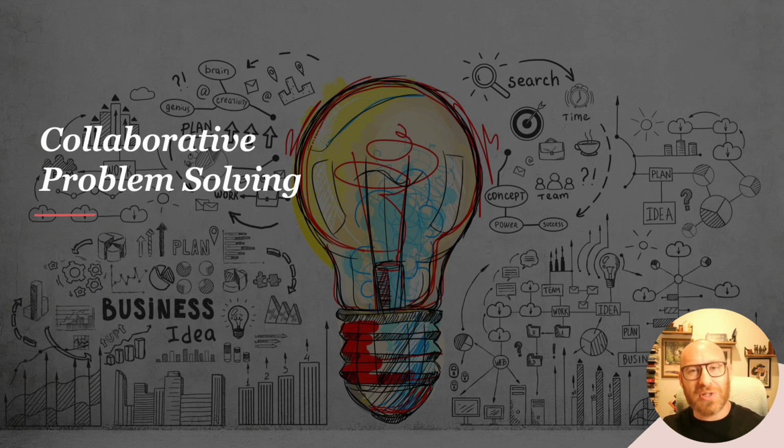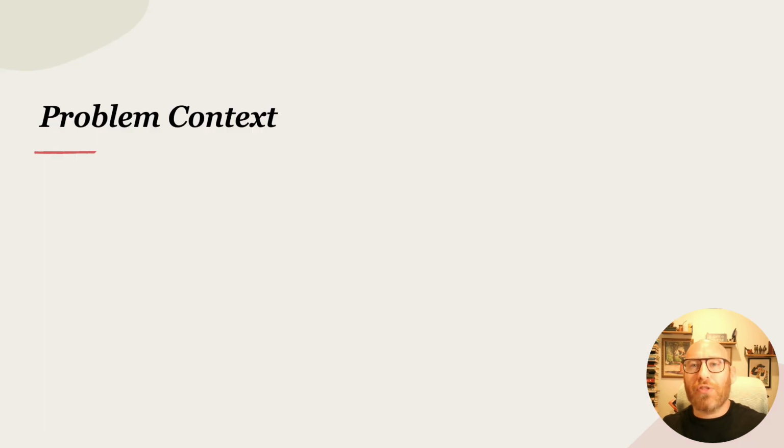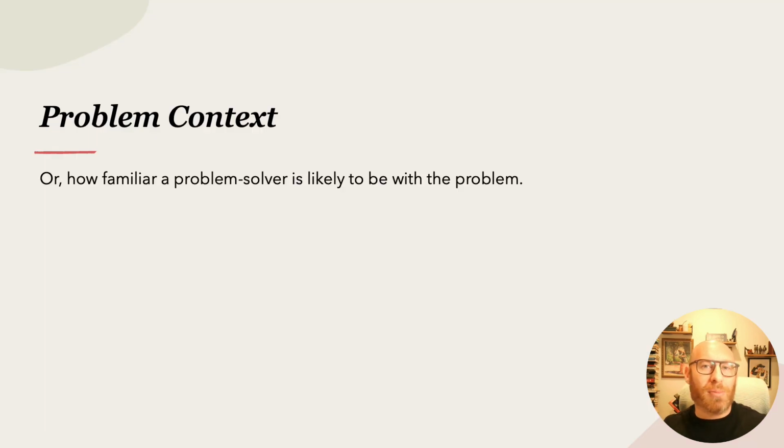In this edition of Leader to Leader, I'll share some information about two key dimensions of individual and collaborative problems and how you can improve those dimensions of problem solving on your team with four specific collaboration and skill building techniques. The first of the two dimensions is the problem context. That is, how familiar one is likely to be with the problem.